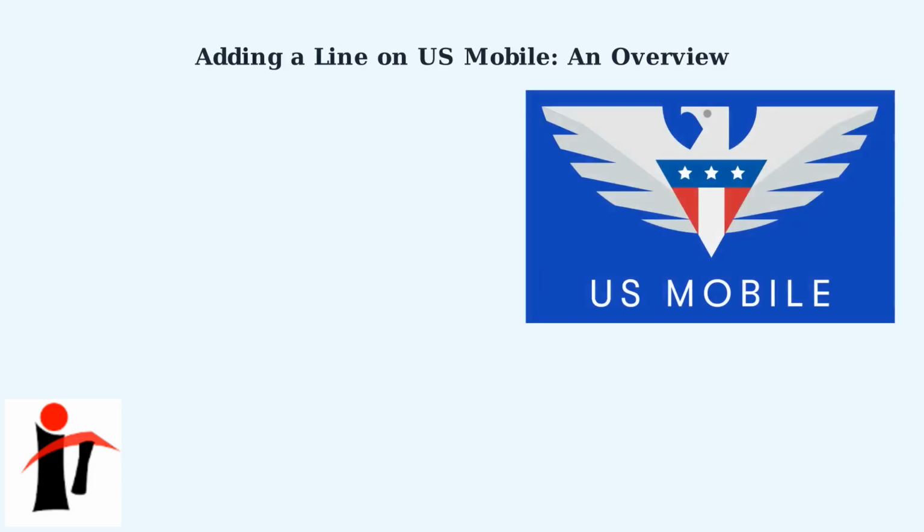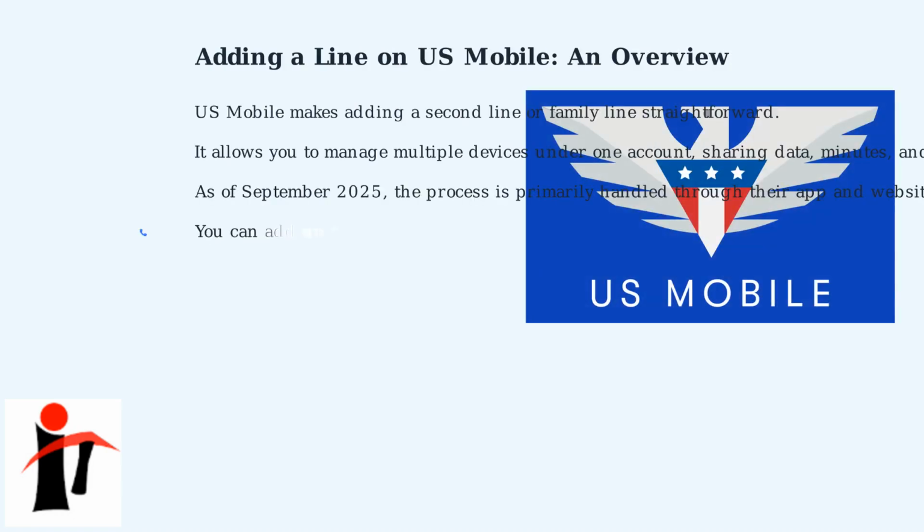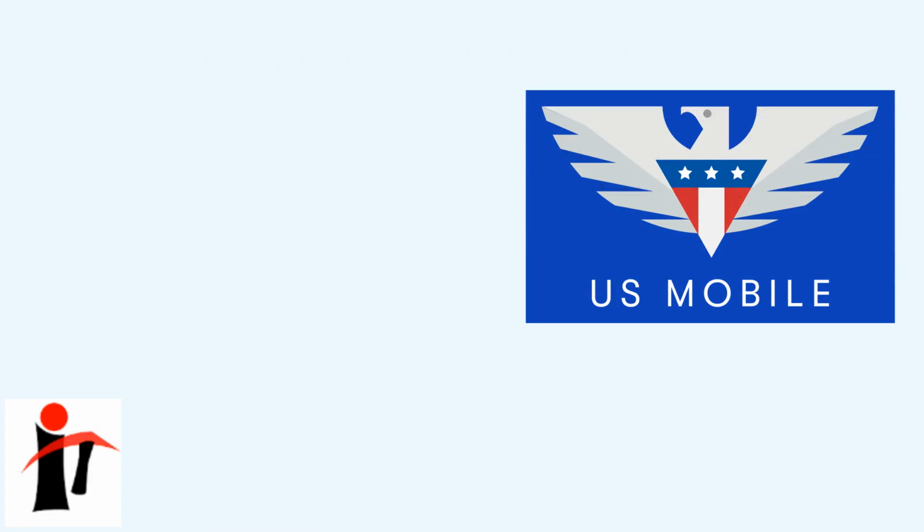US Mobile makes adding a second line or family line straightforward. It allows you to manage multiple devices under one account, sharing data, minutes, and texts. As of September 2025, the process is primarily handled through their app and website. You can add up to 10 lines per account.